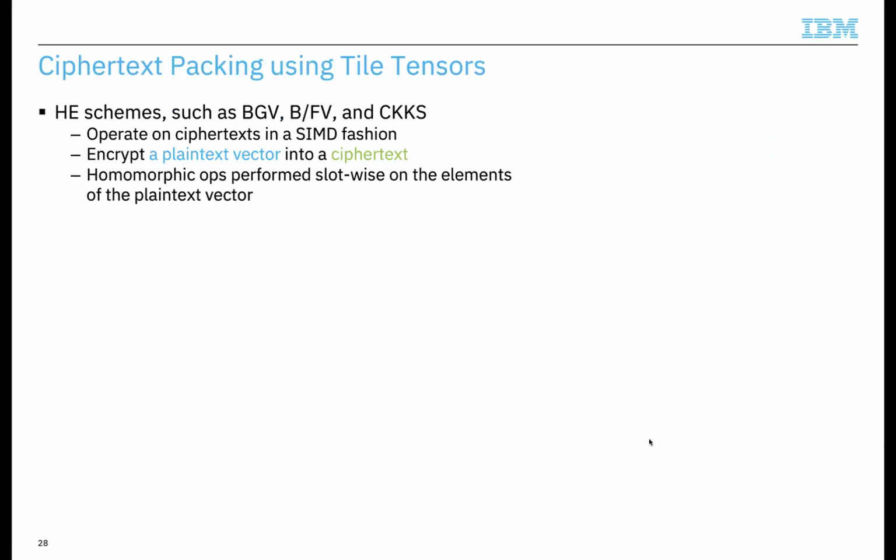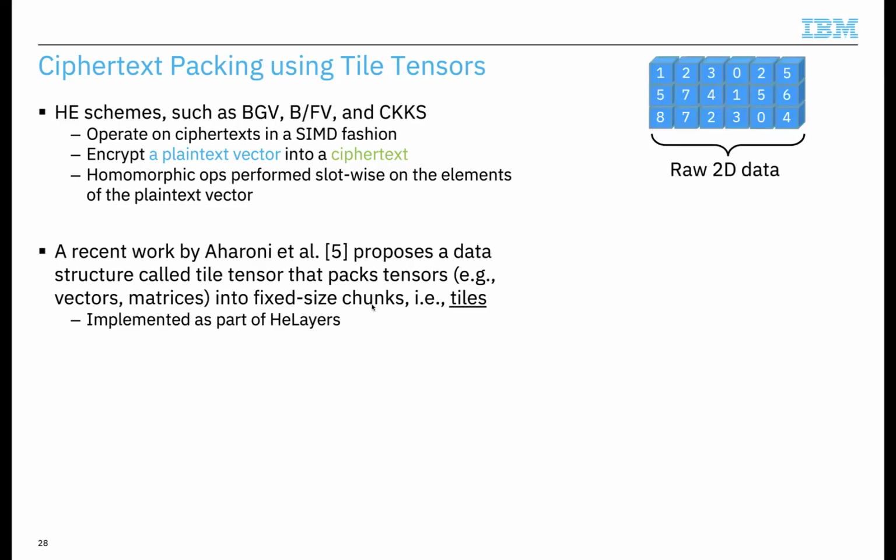To be more precise, going into some HElayers specific details, how do we do the actual packing, going from the raw values to a packed plain text or ciphertext? This paper here is by my colleagues. They propose to pack the raw data into something called tile tensors, and this is how HElayers also works. Let's say you have this raw 3 by 6 matrix of data. You want to pack it.